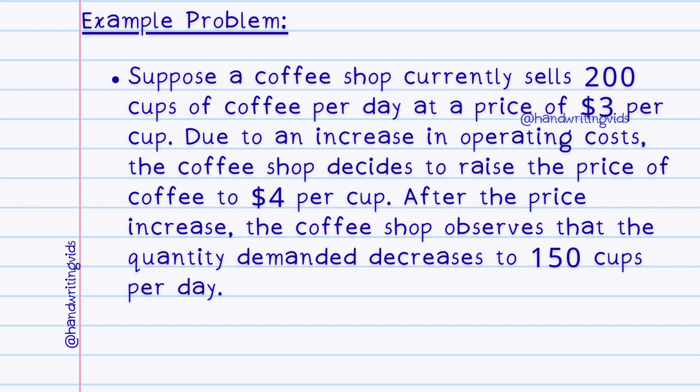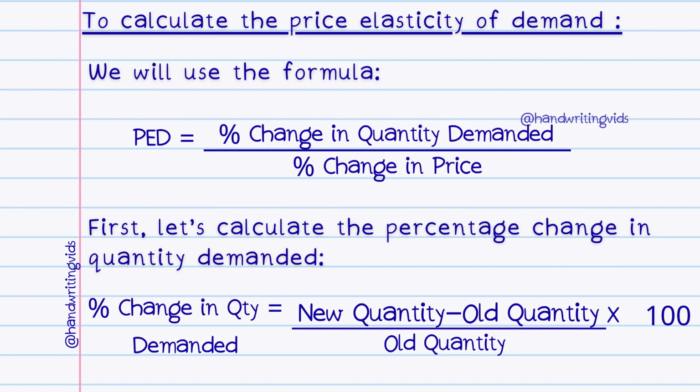Suppose a coffee shop currently sells 200 cups of coffee per day at a price of $3 per cup. Due to an increase in operating costs, the coffee shop decides to raise the price of coffee to $4 per cup. After the price increase, the coffee shop observes that the quantity demanded decreases to 150 cups per day. To calculate the price elasticity of demand, we will use the formula. PED equals the percentage change in quantity demanded divided by the percentage change in price.